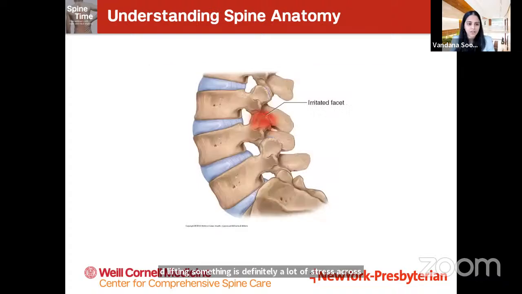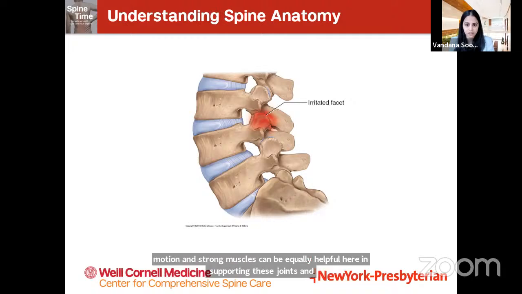Next up, we have here the facet joints. This is something that Dr. Solanki mentioned as well. And these are the joints that are on both sides of your back, on the back end. And these joints are also very commonly overloaded. When that happens, you get an irritated joint, which you can see in the picture here, and that can cause a lot of pain. These joints tend to be overloaded when you are bending backwards or when you're doing some sort of twisting motion. And strong muscles can be equally helpful here in supporting these joints and minimizing the stress that they experience.